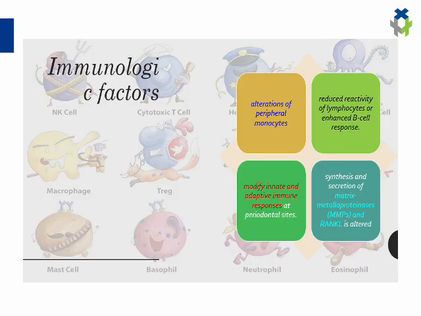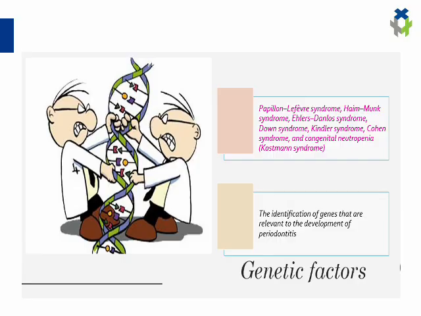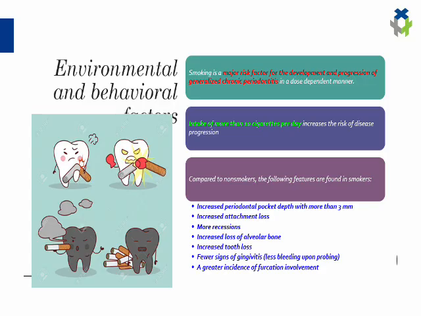Third one is the immunological factor, where alteration of peripheral monocytes is observed, reduced reactivity of lymphocytes or enhanced B cell response is seen, modified innate and adaptive immune response at periodontal sites is observed, and synthesis and secretion of matrix metalloproteinase and RANKL is altered. Next one is the genetic factor: Papillon-Lefevre syndrome and Ehlers-Danlos syndrome. These syndromes are associated with genetic factors. The genes relevant to the development of periodontitis are identified in association with these syndromes.